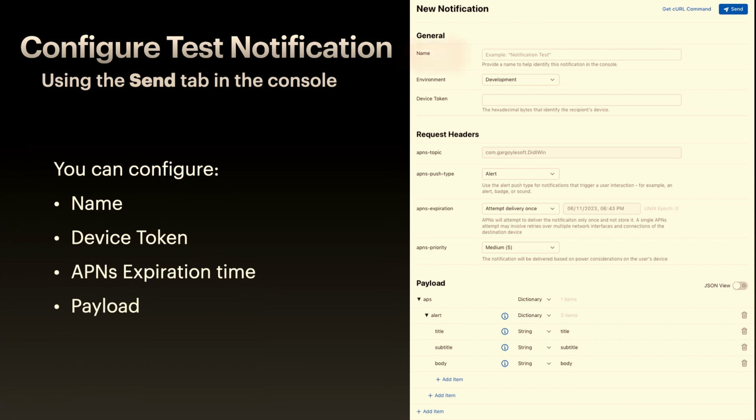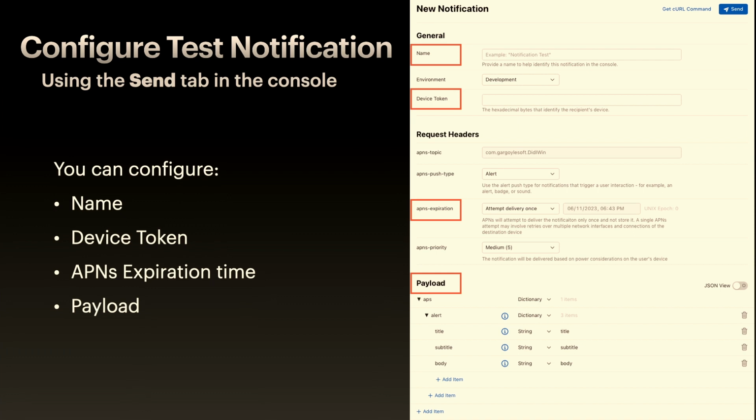There are some things that you can configure, for example, a name. This name is only for you to identify the test notifications that you generate. In the console itself, you'll see how many test notifications you have sent, so you can identify them using this name. Next is the device token. As mentioned, this is the targeted device to which you're going to send the test notification. And the APNS expiry time, we are going to look further at how essential this expiry time is in the metrics when you look at the metrics interpretation slide later.